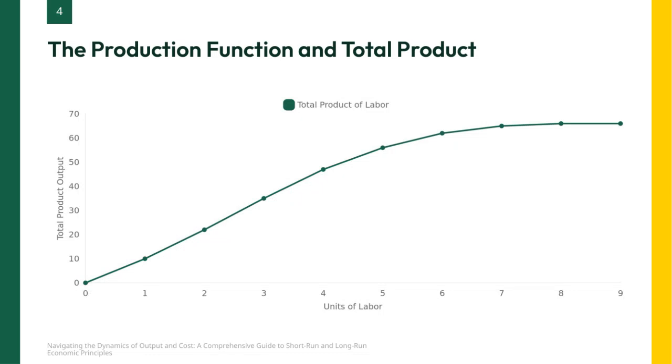Here, we're looking at the production function illustrated through the total product of labor input in the short run. On the x-axis, we have the units of labor, while the y-axis shows the total product output. As we increase labor from zero, the total product rises steadily, indicating more output produced with more workers. Notice how the total product increases rapidly at first, reflecting efficient utilization of additional labor. However, after about 6 units of labor, the gains begin to slow down, showing diminishing returns. Beyond 7 units, the output plateaus, which means adding more workers doesn't increase total production.